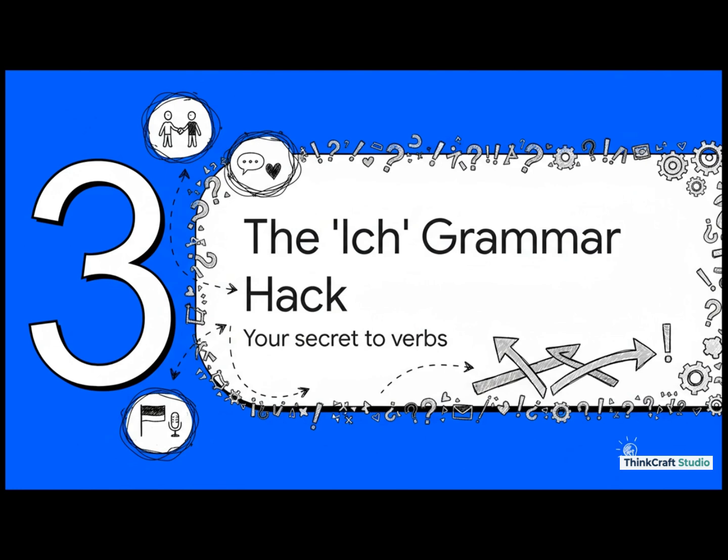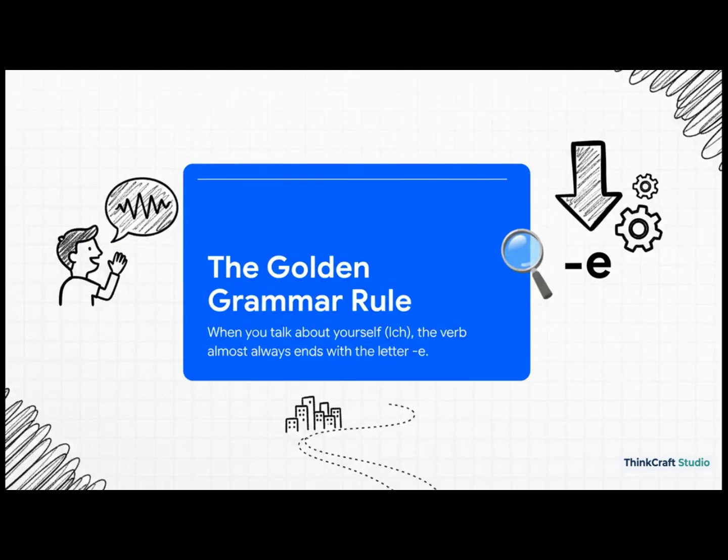And without even realizing it, you've also stumbled upon one of the most useful grammar patterns in the entire language. Let's call it the ich hat. And here it is, the golden rule. You're going to want to pay close attention to this one. When you talk about yourself using ich, which means I, the verb almost always ends with the letter E. This isn't just a random tip, okay? It's a core pattern in German. And mastering this is going to unlock so much of the language for you.